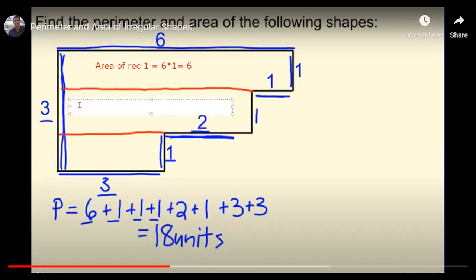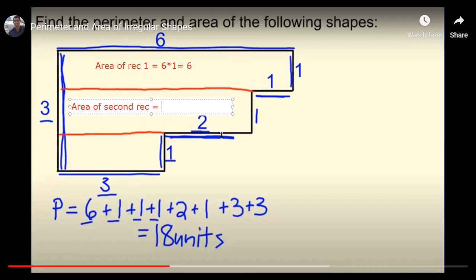Marwa, could you please tell me the area of the second rectangle? What is the dimension of rectangle 2? The width equals how many? 1, right? And what about the length?